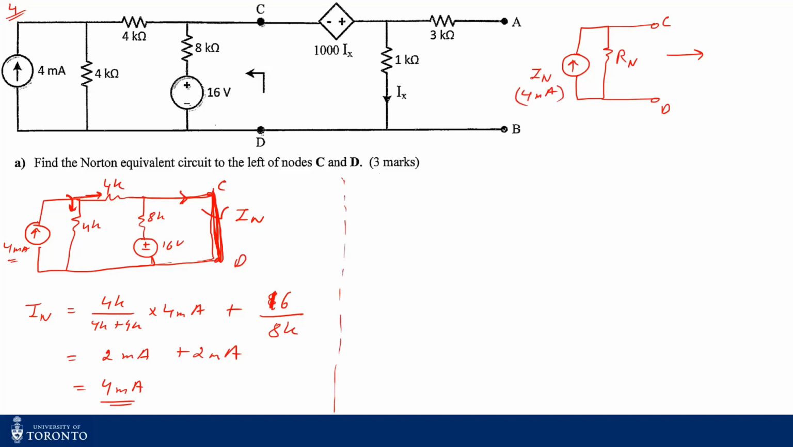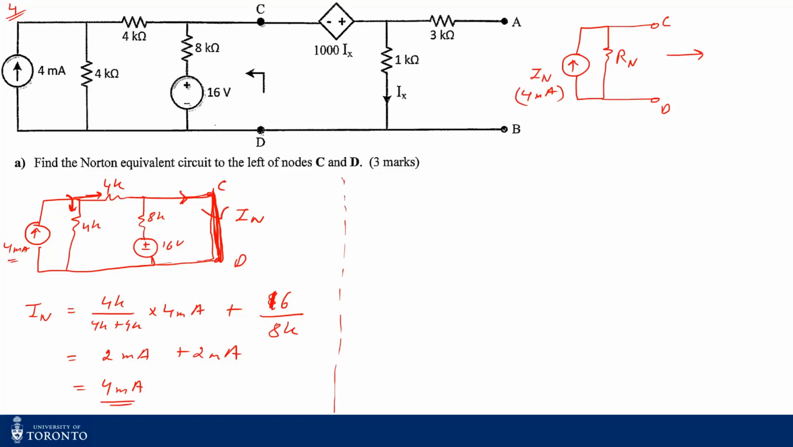Now, for Norton resistance, you keep it open, you turn off all the independent sources. Current source will be open, voltage source will be short. If there is a dependent source, you have to plug in another 1 volt source or 1 ampere current to find out the RThevenin or R Norton.